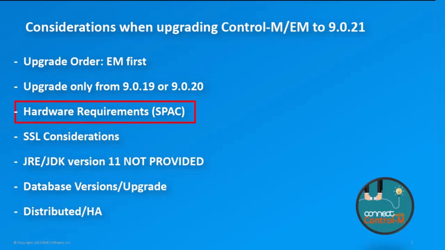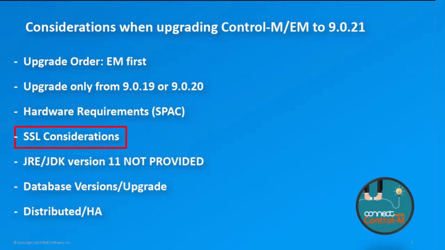Next, verify that your operating system and database software are compatible with the new version of the Control M EM. There is a link for the product compatibility matrix in the links section. Also, make sure you have an additional 10 GB of disk space available before upgrading.